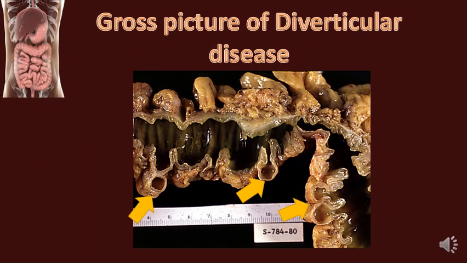Another example for the gross picture of diverticular disease, we have here a section in part of the colon showing multiple outpouchings or the diverticuli, which are formed, as we mentioned, of mucosa, submucosa, and markedly attenuated muscle layer. The adjacent part of the large bowel wall would be formed of hypertrophied or thickened muscle layer.